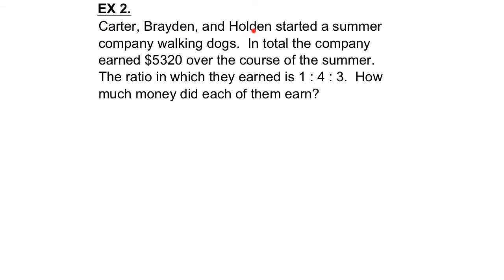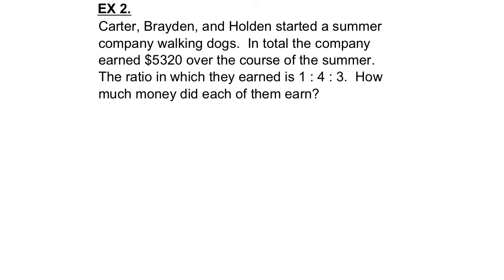Carter, Braden, and Holden started a summer company walking dogs. In total, the company earned $5,320 over the course of the summer. The ratio in which they earned is 1 to 4 to 3. How much money did each of them earn? So this is a ratio problem that involves a ratio of 3 components, not just 2. So we're not going to be able to set up an equation and use cross multiplication like we did in the previous example. We're going to have to do this one a little bit differently.